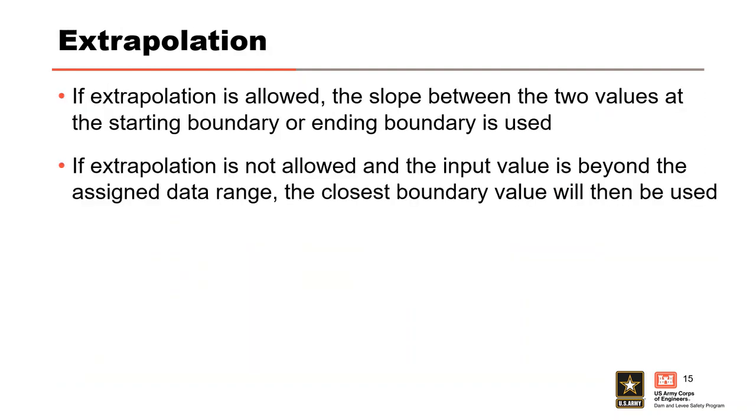As we have already discussed, if extrapolation is allowed, the slope between the two values at the starting boundary or ending boundary is used to extend the data. If extrapolation is not allowed and the input value is beyond the assigned range, the closest boundary value will then be used. With these two options in mind, the natural question becomes, should extrapolation be allowed?